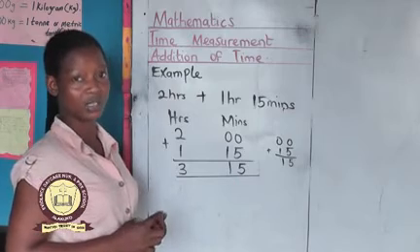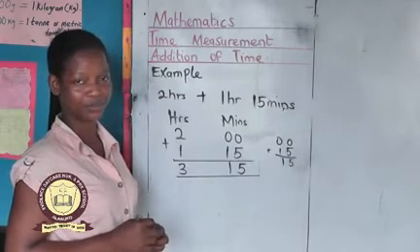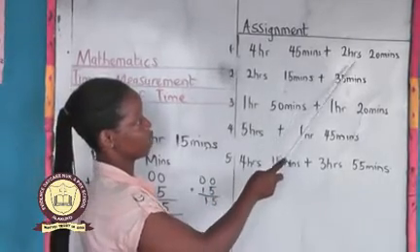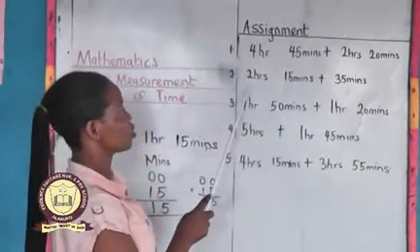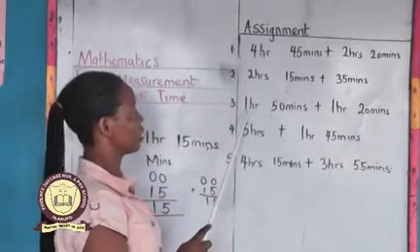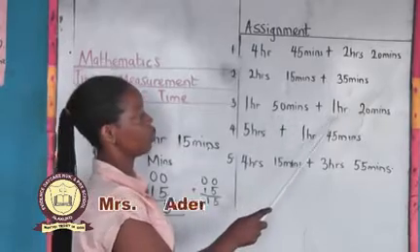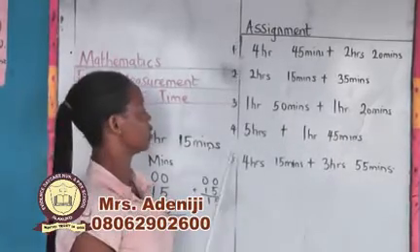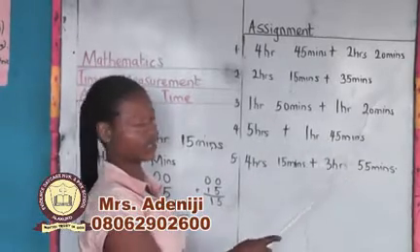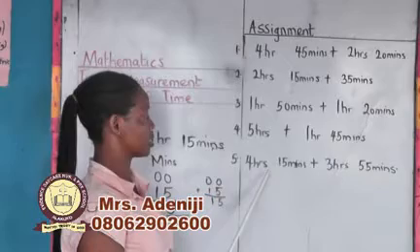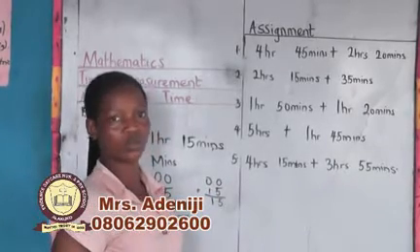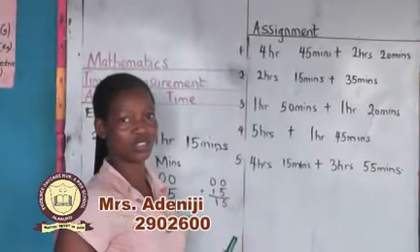Now, I'm going to give you assignments that you're going to submit to my WhatsApp number. Here are your assignments. Number 1, 4 hours 45 minutes plus 2 hours 20 minutes. Number 2, 2 hours 15 minutes plus 35 minutes. Number 3, 1 hour 50 minutes plus 1 hour 20 minutes. Number 4, 5 hours plus 1 hour 45 minutes. Number 5, 4 hours 15 minutes plus 3 hours 55 minutes. Do it and submit it to my WhatsApp number that will be shown on the screen.